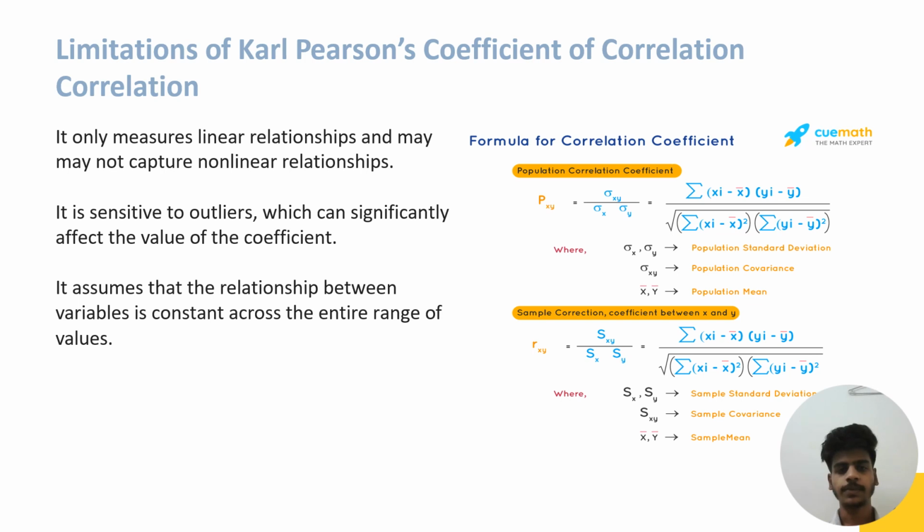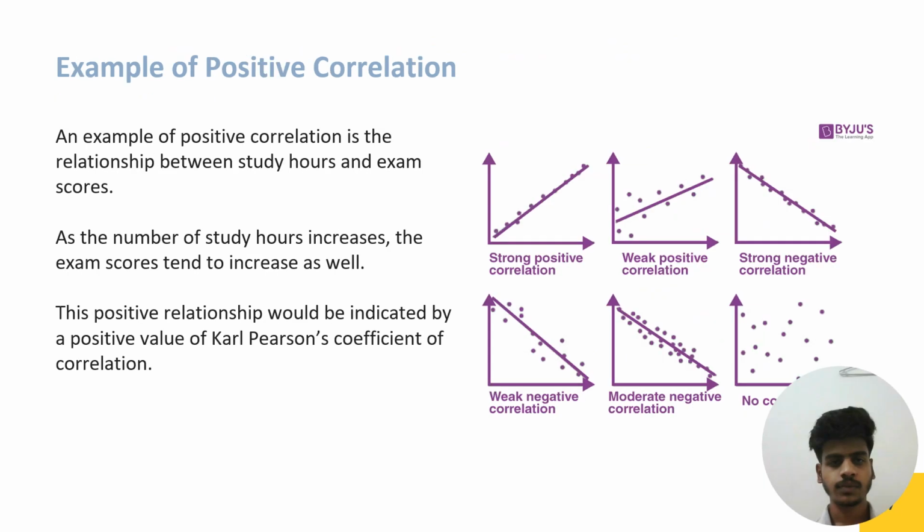Limitations of Karl Pearson's coefficient of correlation. It only measures linear relationships and may not capture nonlinear relationships. It is sensitive to outliers, which can significantly affect the value of the coefficient. It assumes that the relationship between variables is constant across the entire range of variables.